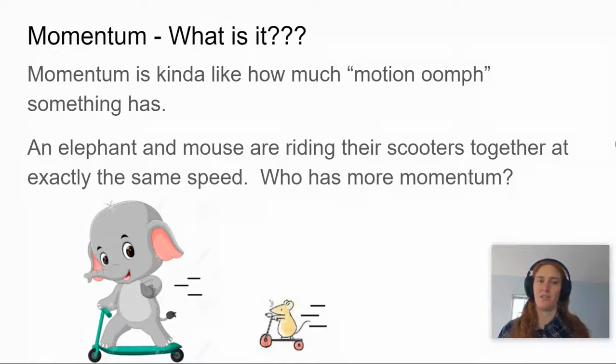Another scenario I want you to think about is I have an elephant and a mouse riding their scooters together at exactly the same speed. Who is going to have more momentum? The elephant, which has a much bigger mass, or the mouse with a much smaller mass, but they're both going at the same velocity. Good. So the elephant is going to have more momentum because it has more mass.